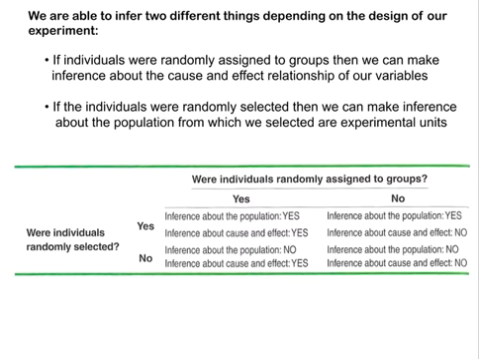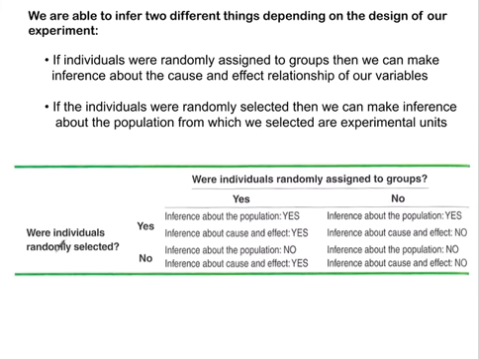So in our table down here at the bottom, you'll see on the left that you have were the individuals randomly selected, yes or no, and then across the top it says were the individuals randomly assigned to groups, and that's a yes or no. So if you see that individuals are randomly selected, yes, and they were also randomly assigned to groups, then that means that we can make an inference about the population and also about cause and effect. However, if individuals were not randomly selected, but they were randomly assigned to groups, then we cannot make an inference about population, but we can about cause and effect.